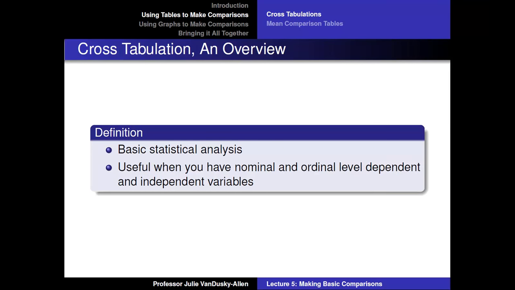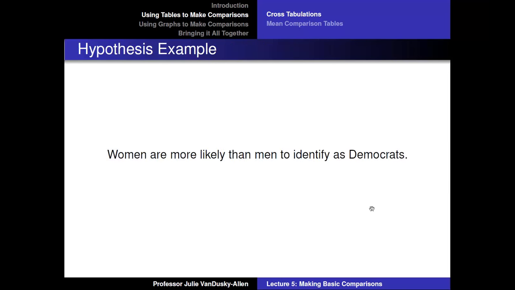A cross-tabulation table allows you to use simple tables to analyze the statistical relationship between two variables. It is most useful when you have nominal and ordinal level dependent and independent variables. Recall that both nominal and ordinal level variables separate observations in your data set into different categories.